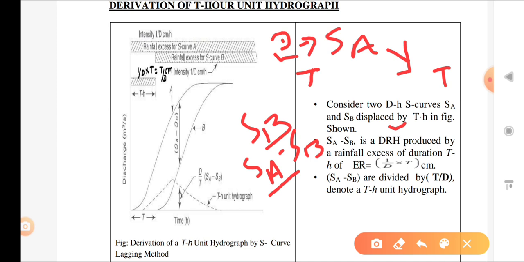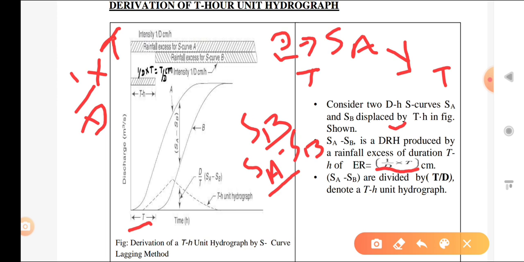For the summation hydrograph, what is the intensity of rainfall? That is 1 by D. And what is the duration? What duration are we lagging? We are lagging for T hours. So it is 1 by D multiplied by T. So what is the effective rainfall? It is 1 by D multiplied by T, and that is equal to T by D.